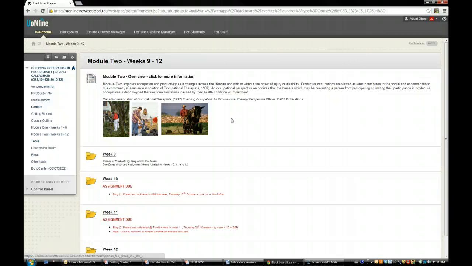population where we want, where there's a lot of evidence that's emerging about the importance of people engaging in meaningful occupations, productive occupations, and the impact that has on their health and well-being.